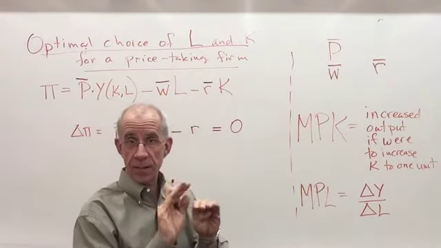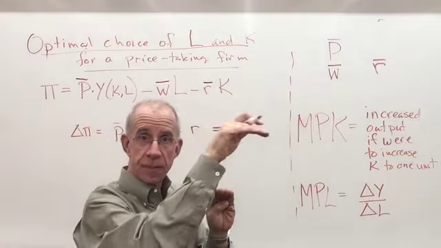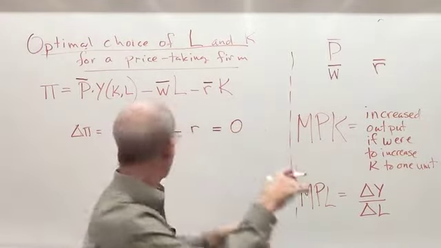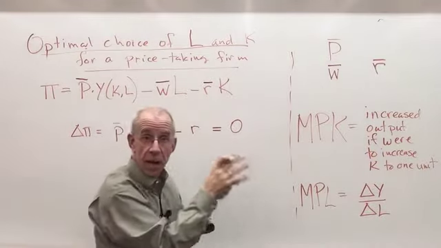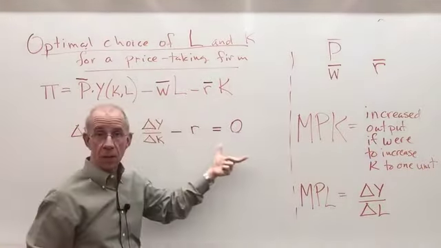We talked about in another video how if you have a function and you get just up to the top of the hill, the change is zero. That's what we're going about here. The optimal choice of capital is where this condition holds.